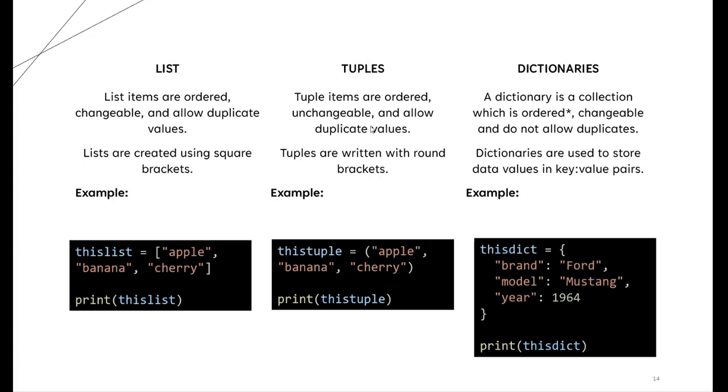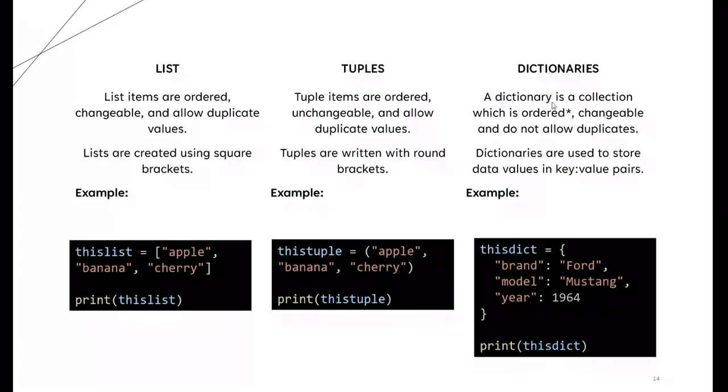Tuples are ordered and unchangeable. There is a difference between tuples and lists: lists are mutable, so if we change any value or data in them, it can be changed. In tuples, the values cannot be changed, and they are generally denoted by round brackets.